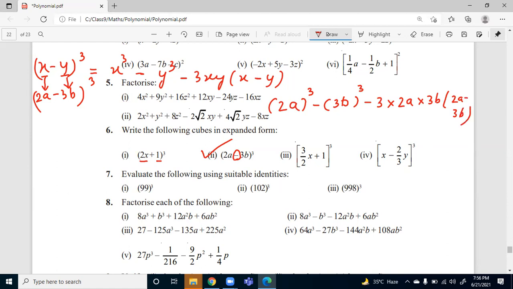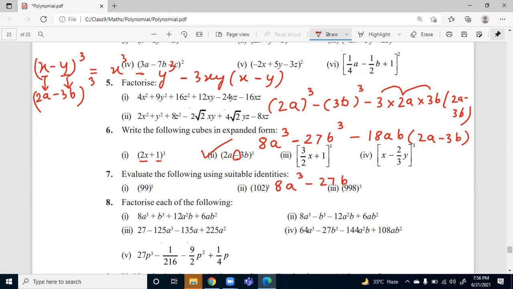So when you solve it, 2a whole cube is 8a cube, minus 3b whole cube: 3 3s are 9, 9 3s are 27, 27b cube. Now 3 2s are 6, 6 3s are 18, minus 18ab, and in the bracket is 2a minus 3b. Okay, so just solve it again. 8a cube minus 27b cube.